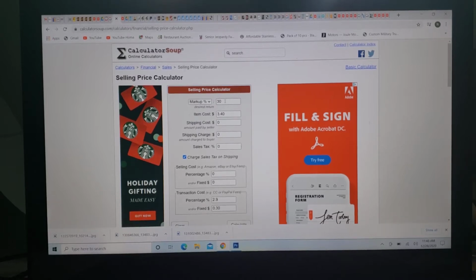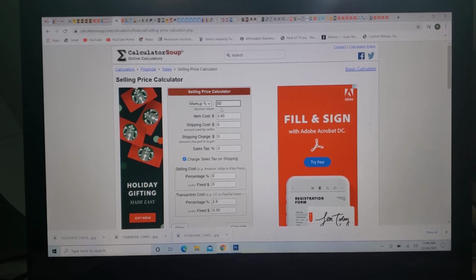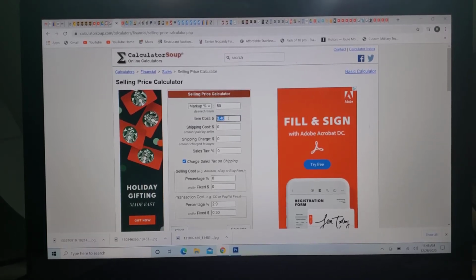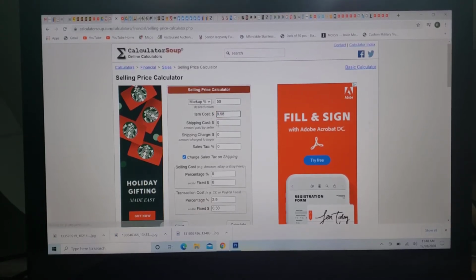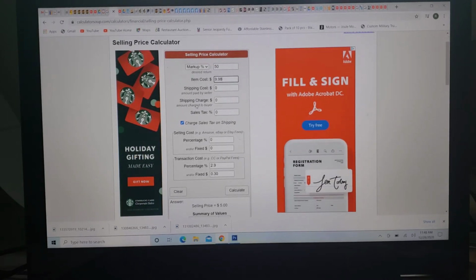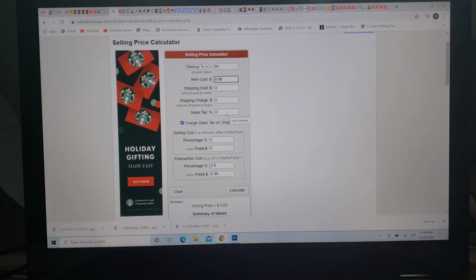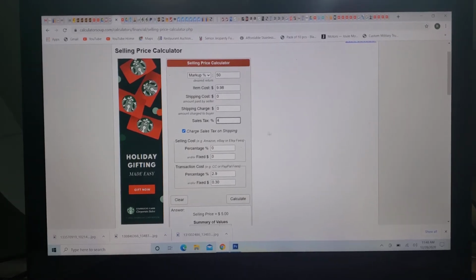So what you do is you put your markup. So let's say we want a 50% markup. Let's say the item cost us $9.98. We didn't have to pay any shipping cost, or the seller didn't anyways. The buyer's charge right here, the sales tax. Let's say you had to pay a 4% sales tax to that state.